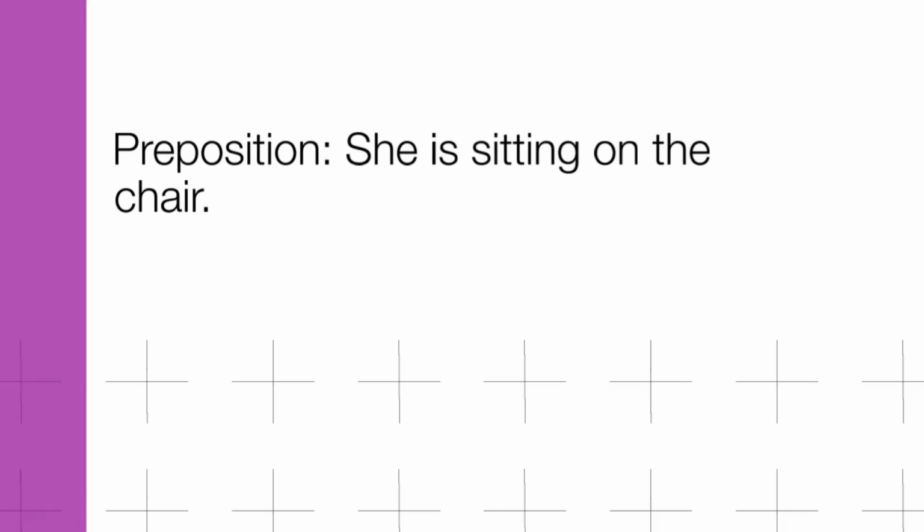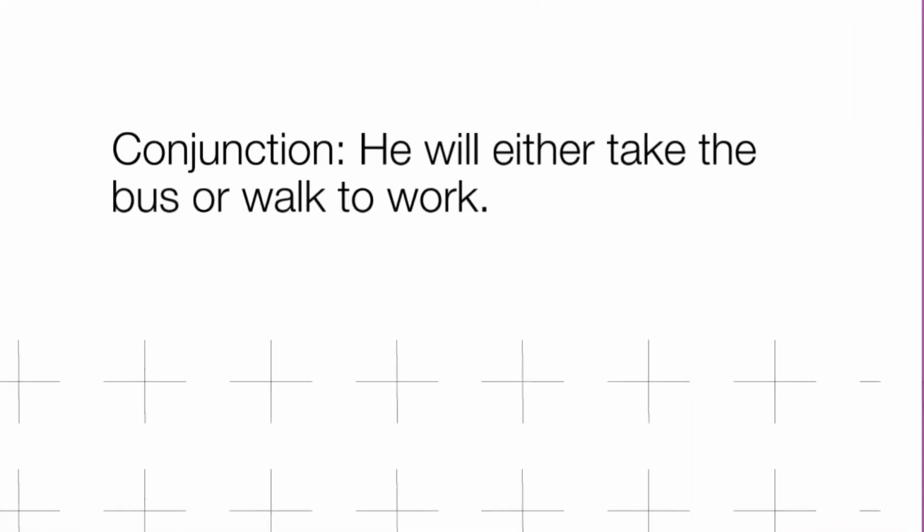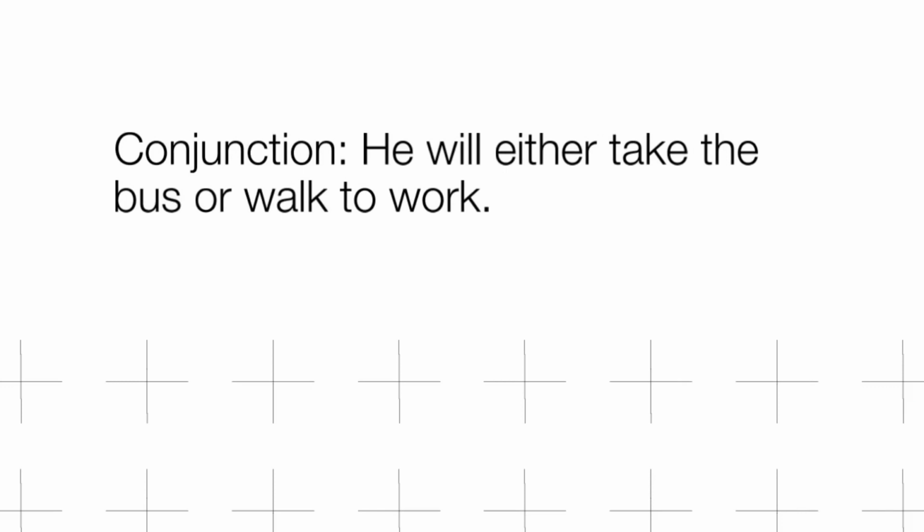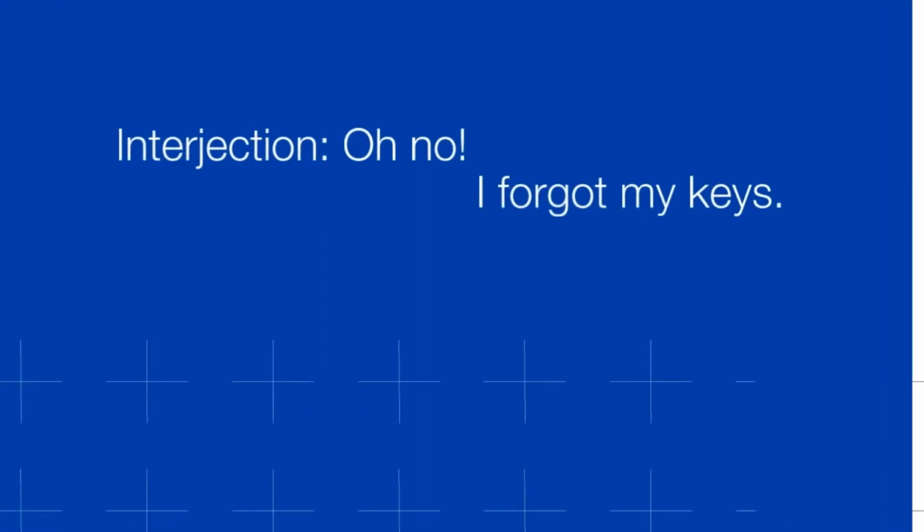Preposition: she is sitting on the chair. It is a word that indicates relationship. Conjunction: he will either take the bus or walk to work. It connects words with each other. Interjection expresses strong feeling: oh no, I forgot my keys.